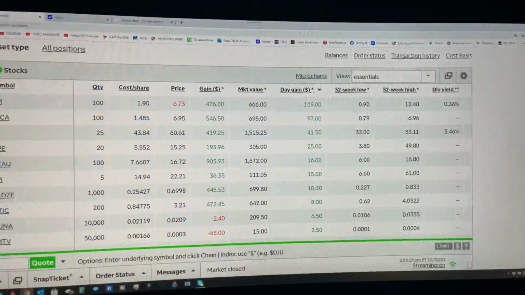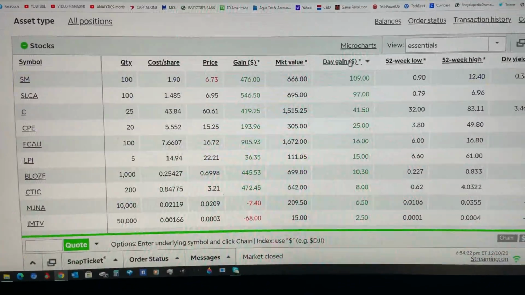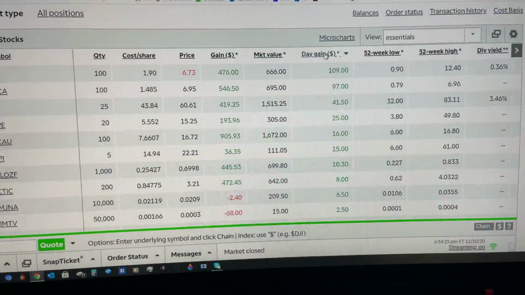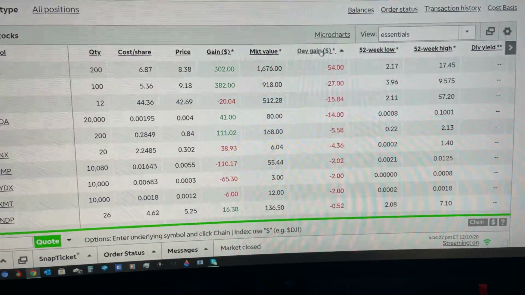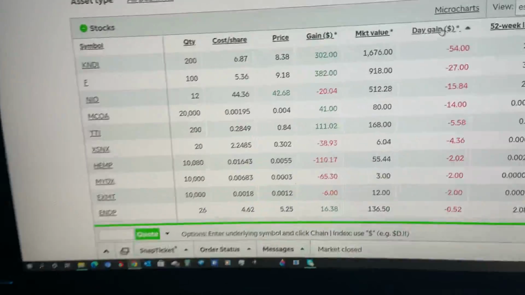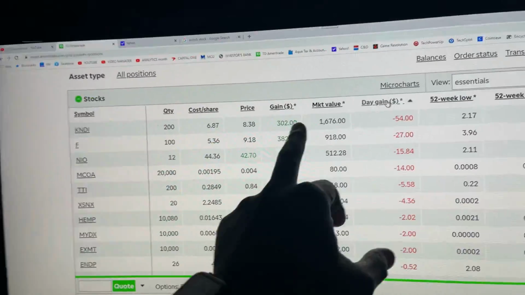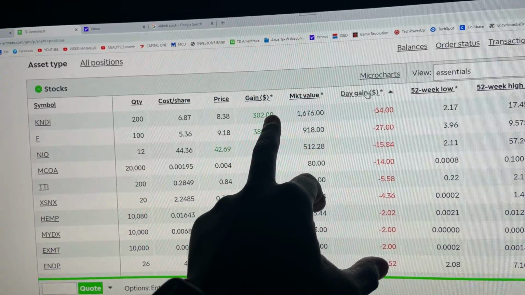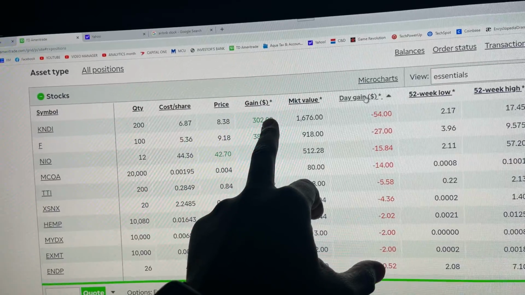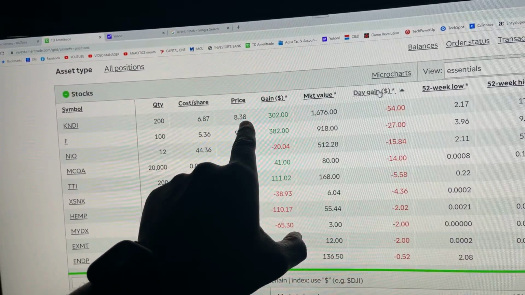So anyway, with a simple click of a button, I can see how much I gained, and I can also see what gained and where. So if I click day gain, I can see that, yeah, I lost. These were my minor losses. As you can see, Candy was down $54, but that's not a big deal because my gain overall on my Candy investment is still $302 because I bought in at 6.87 and the price went up to 8.38.